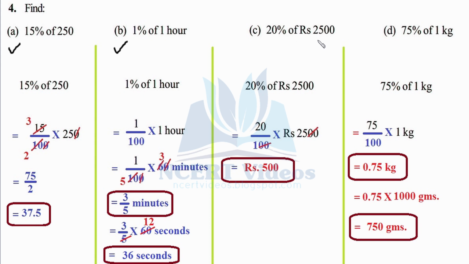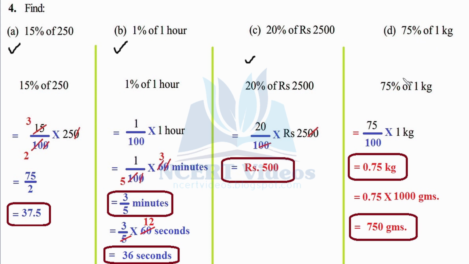C. 20% of rupees 2500. So 20 over 100, that is 20%, "of" means multiplication, rupees 2500. 2 zeros cancel out. Now 25 twos are 50 and fix 10 twos. So 500. So 20% of rupees 2500 will be your 500. Don't forget to write units. Here it is rupees, therefore you have to mention that we are talking about rupees. That is your C part.